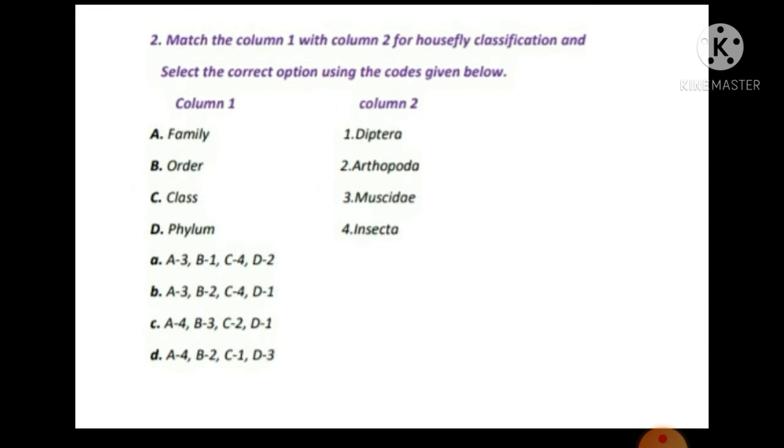Option A is A3, B1, C4, D2. Option B, A3, B2, C4, D1. Option C, A4, B3, C2, D1. Option D, A4, B2, C1, D3.